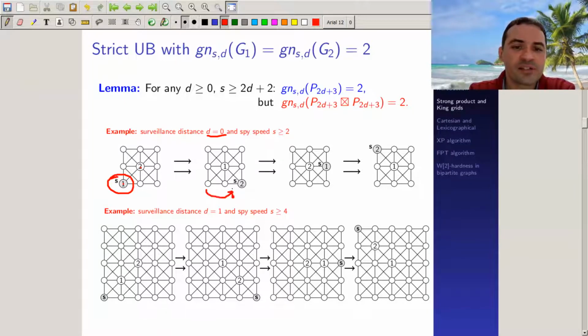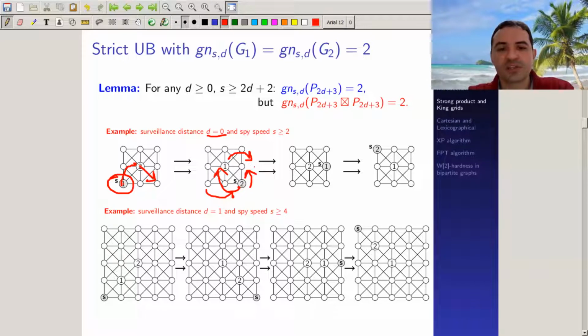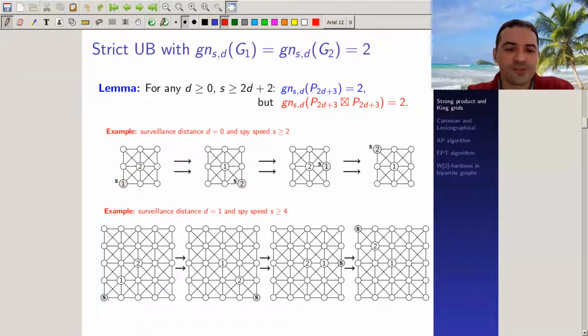If the spy goes to S, the guard in the center will surveil the spy, and the guard surveilling the spy goes to the center. The guards are changing roles at every turn. Okay, if the spy goes to 1, the guard surveilling the spy goes to the center, and the guard in the center will surveil the spy. The same here. If the spy goes to the extreme point, the guard surveilling the spy goes to the center. The guard in the center will surveil the spy.